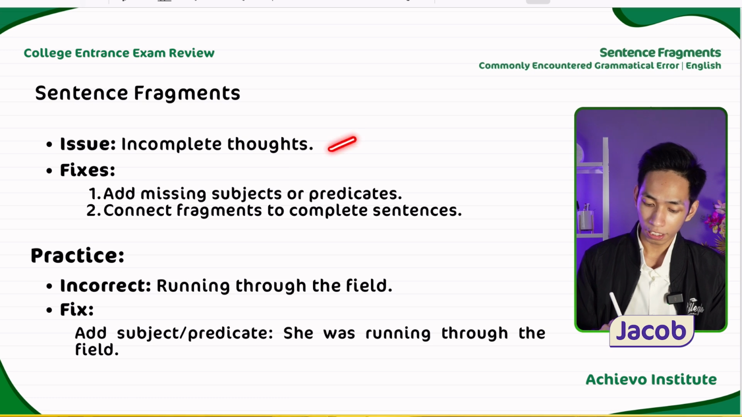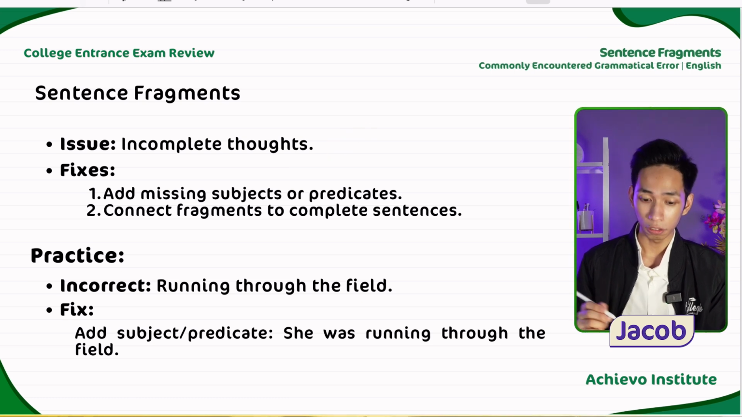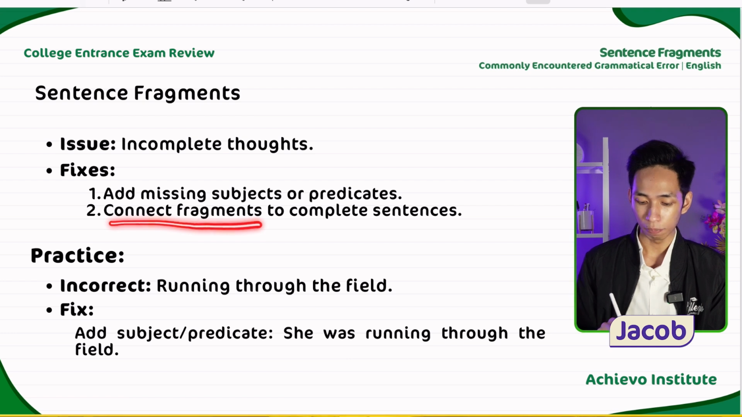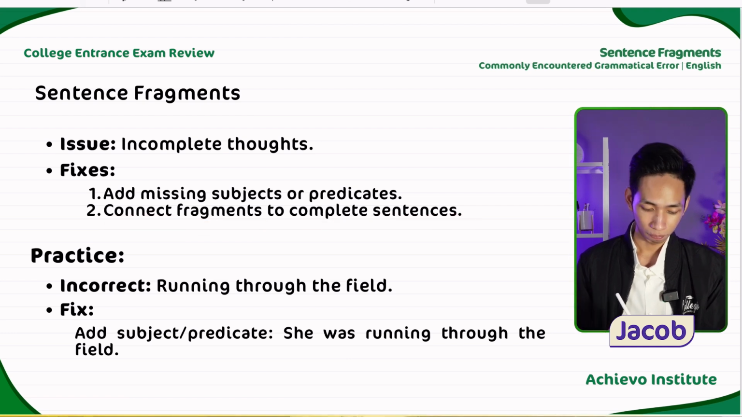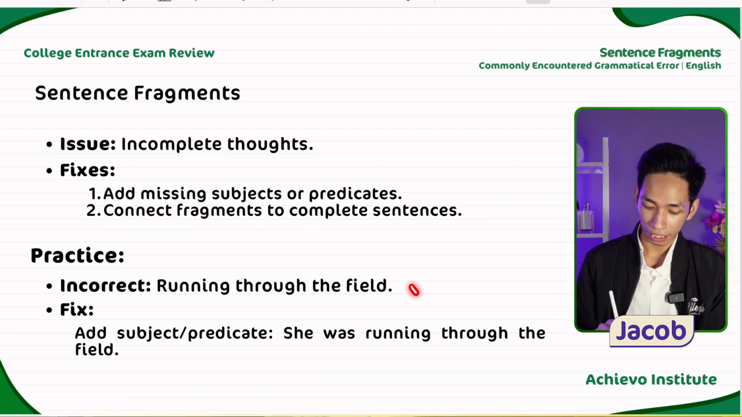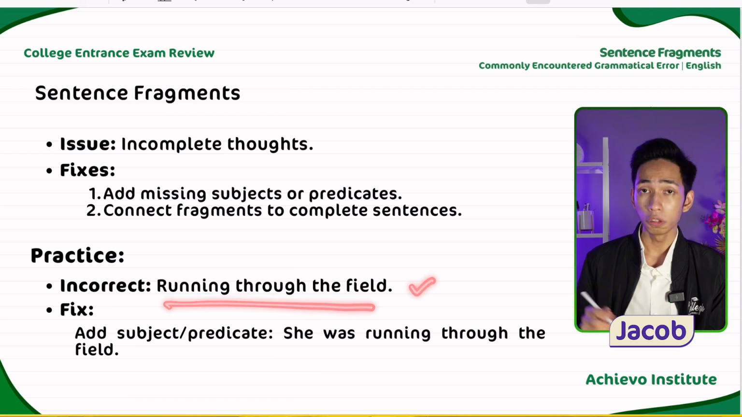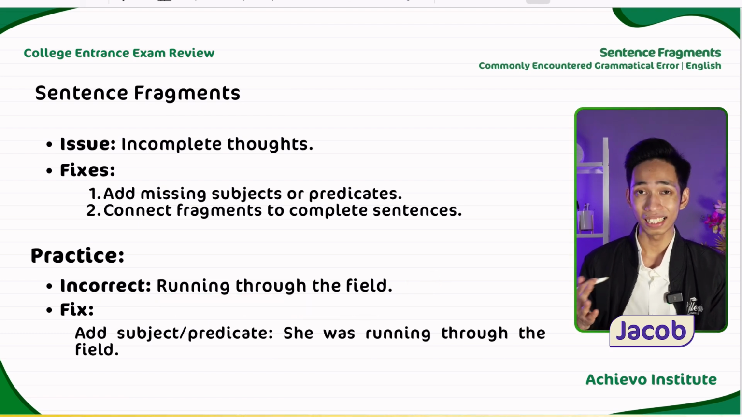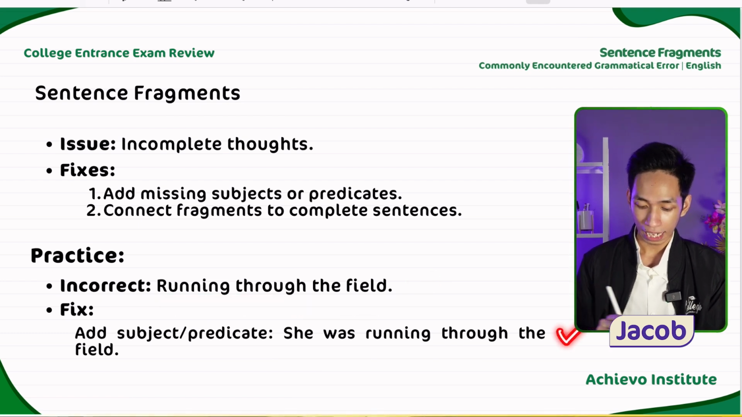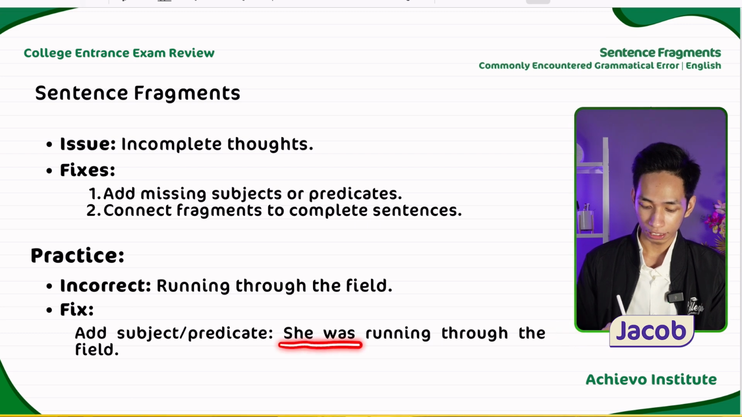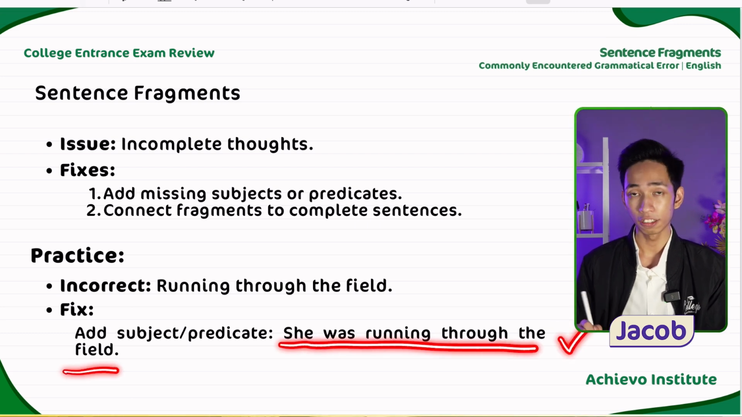Sometimes there are incomplete thoughts. What we can do is to add missing subjects or predicates, or to connect fragments to complete the sentence. Okay, for example, this is incorrect. Running through the field. So who was running through the field? We're missing a subject here. To fix this, we can add a subject. For example, she. She was running through the field. This is the correct form.